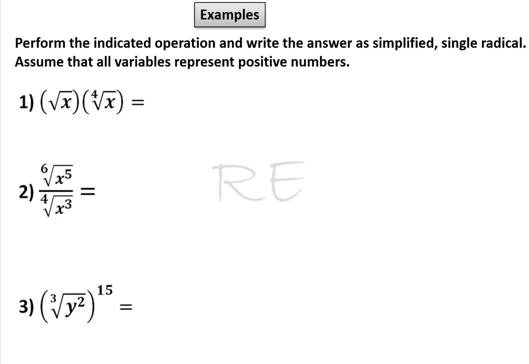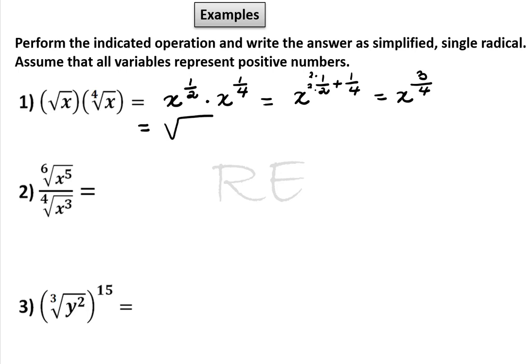Perform the indicated operation and write your answer as a simplified single radical. Square root of x is x to the 1/2 times 4th root of x, which is x to the 1/4. This is equal to x to the 1/2 plus 1/4, which is equal to x to the 3/4. 1/2 is 2/4. And x to the 3/4 is 4th root of x cubed.